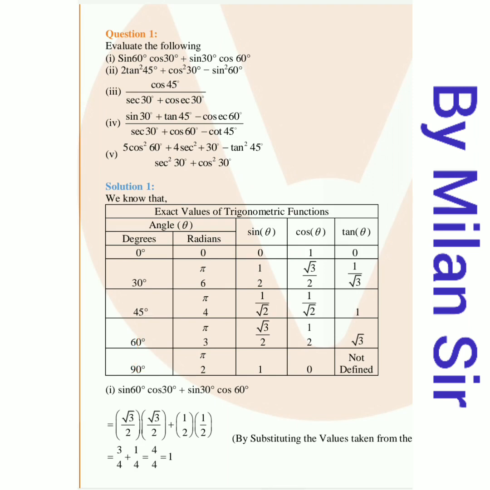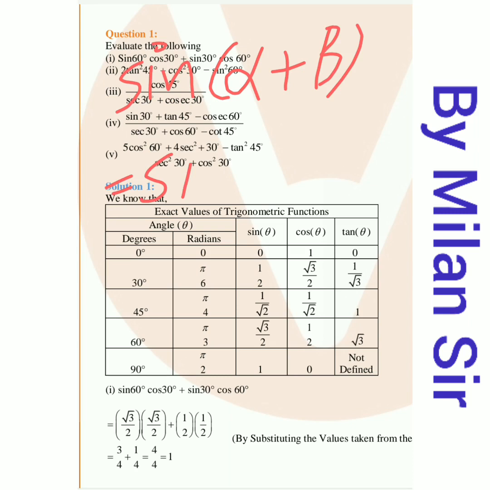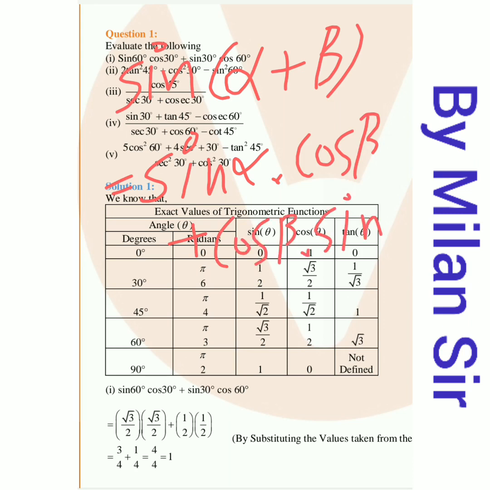Now third way. This way you will learn in standard 11 and 12 science. It is the formula of sin(alpha plus beta). I already told you the answer: sin(alpha plus beta) is equal to sin alpha into cos beta plus cos alpha into sin beta. Here your alpha is equal to 60 and beta is equal to 30 in this question.